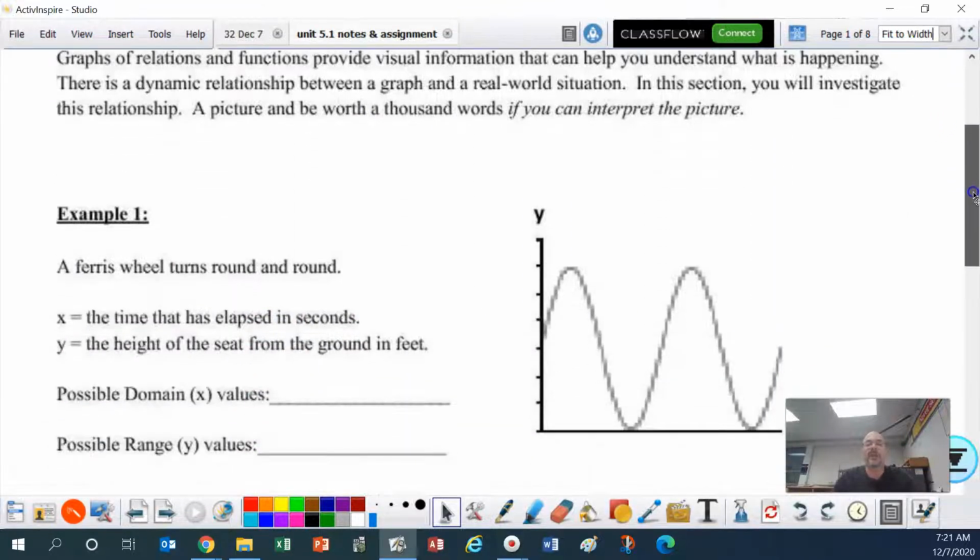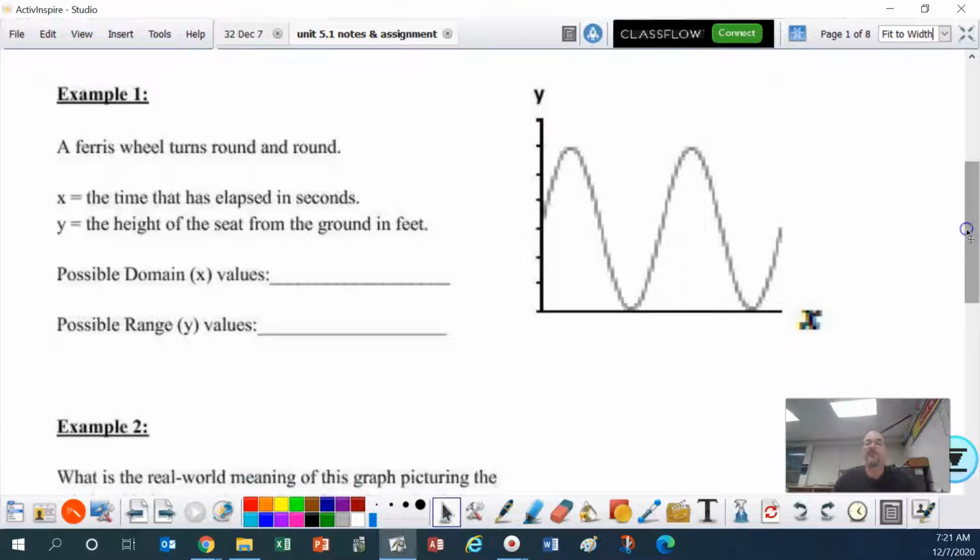Now, this first example is dealing with a Ferris wheel turning round and round. So, ladies and gentlemen, how many of you have ridden on a Ferris wheel? We're going to take a few minutes here and we're going to watch a video on the tallest Ferris wheels in the world.